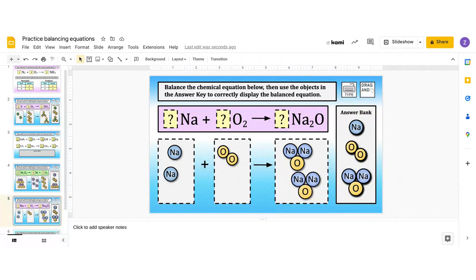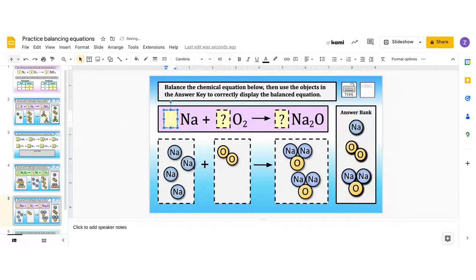And we got 4 NAs and 2 NAs on the other side. So what do you got to do there? Add 2 more NAs? Right, you got it. There you go. Now you just have to put those coefficients in. Great. Would this be a 1 pair? Yeah, exactly. Yep, 1 pair.